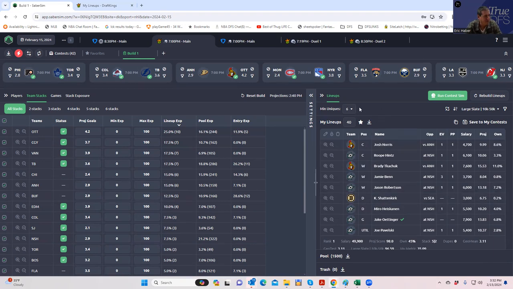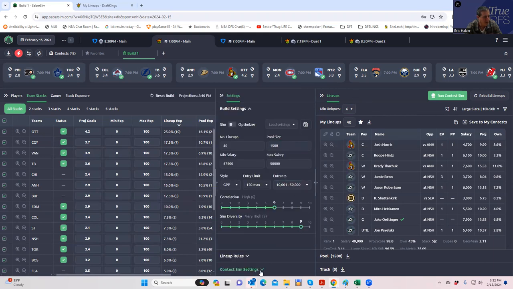Now, what does that mean? Well, what we're doing with contest sims is we are comparing our lineups, and remember, not just the 40, but all 1,500 that we created, against what SaberSim Fields feels the field is going to play. The idea being that if everybody's going to be playing the same types of lineups we're playing, we're probably better off getting a little bit different in the name of taking down the big prize, in the name of getting leverage.